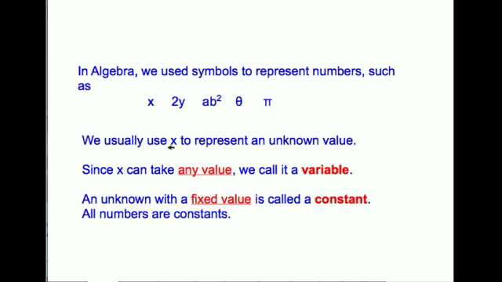We usually use x to represent an unknown value. Since x can take any value, we call it a variable. To vary means to change. An unknown with a fixed value is called a constant, such as pi. All numbers are constants, such as 5, which has a value of 5 and nothing else.